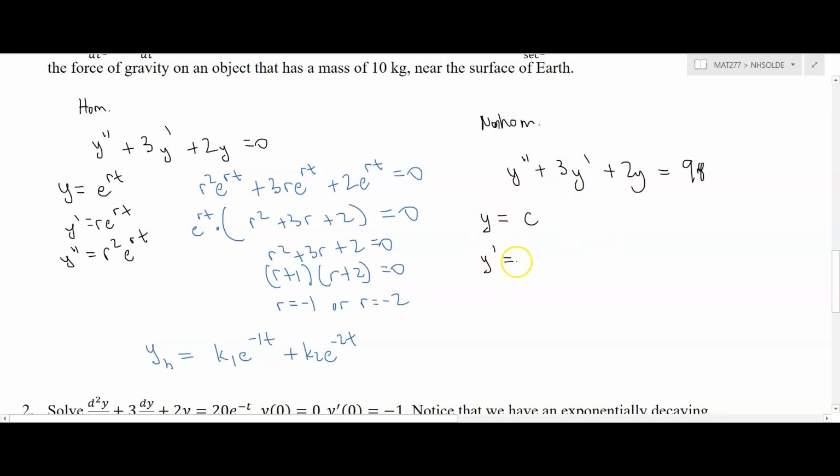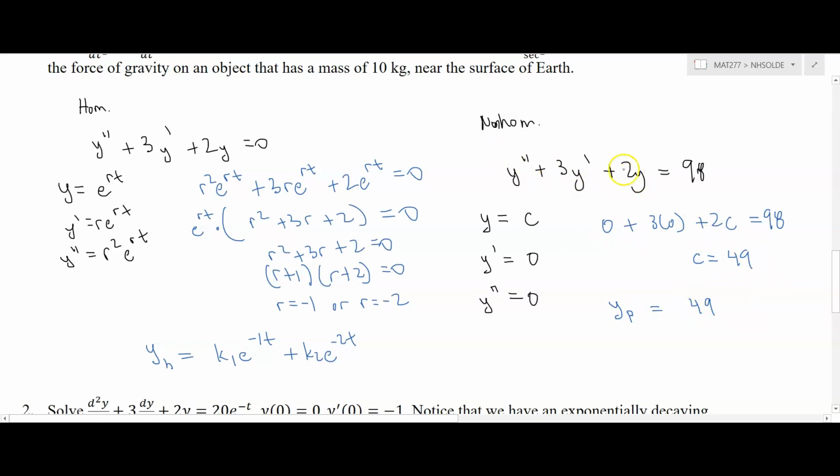So that means that the first derivative will be 0, the second derivative will also be 0, and now when I substitute in my guesses, I have 0 plus 3 times 0 plus 2 times the constant equals 98. Perfect. As long as the constant is 98 divided by 2, which is 49, this will be a solution. So y non-homogeneous, which we'll call y sub p, is a particular solution. There's no arbitrary constant that can be attached to this. The constant has to be 49.